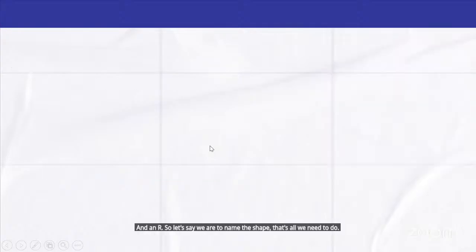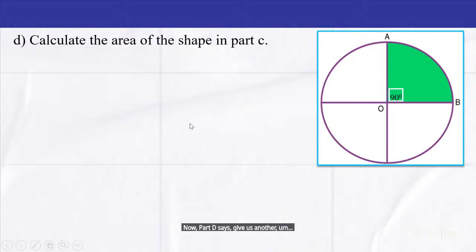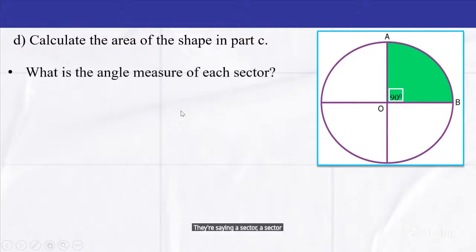Now part D says, calculate the area of the shape in part C. What was the name of the shape again? Anybody remember? What's the name of the shape? Green. They're saying a sector. Wonderful. So it's a sector. Now we're going to find the area of the sector. So what is the angle measure of each sector on this circle?